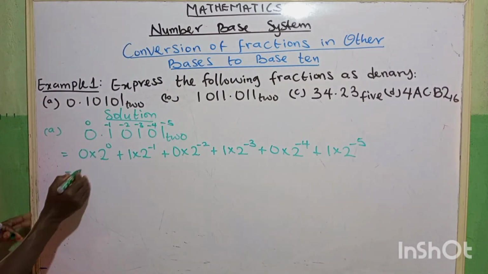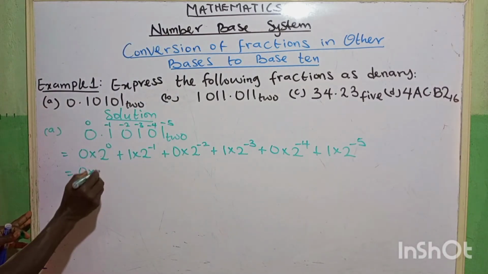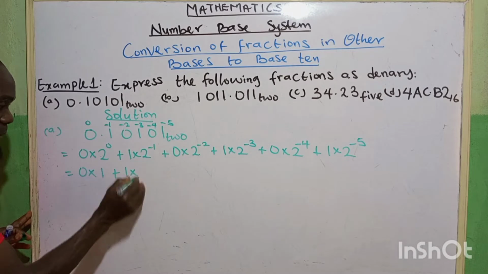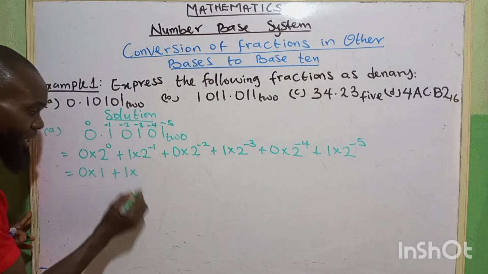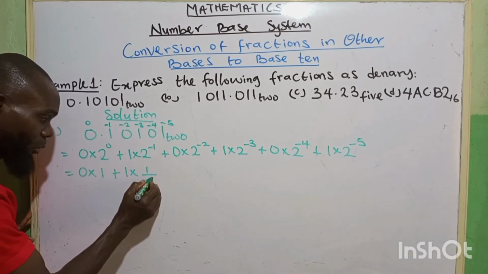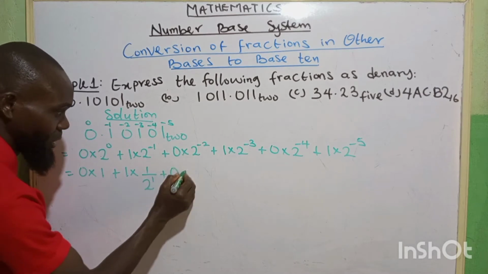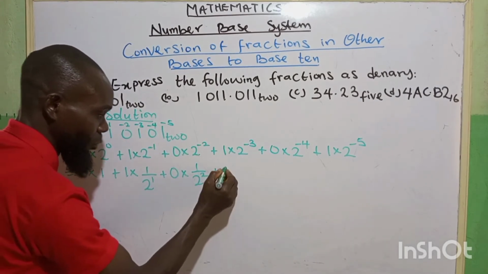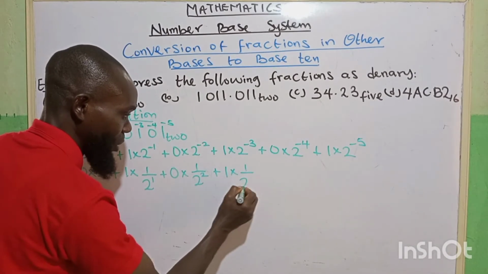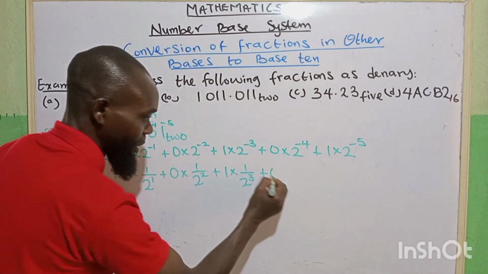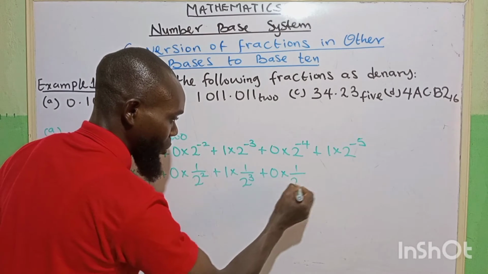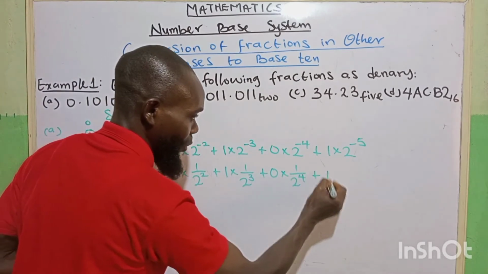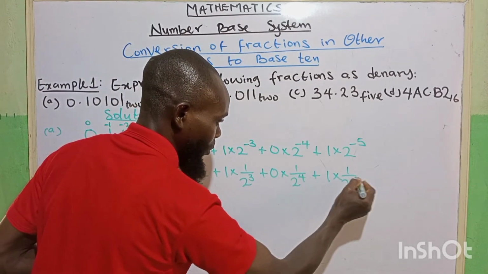So we have 0 multiplied by 2 raised to power 0, which is 1, plus 1 multiplied by, in our indices, this minus changes to 1 over 2 raised to power 1, plus 0 times 1 over 2 raised to power 2, plus 1 times 1 over 2 raised to power 3, plus 0 times 1 over 2 raised to power 4, plus 1 multiplied by 1 over 2 raised to power 5.